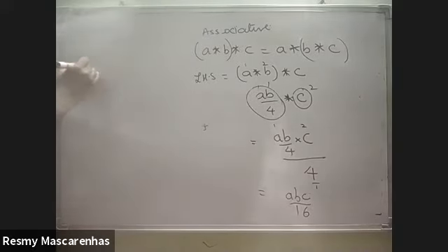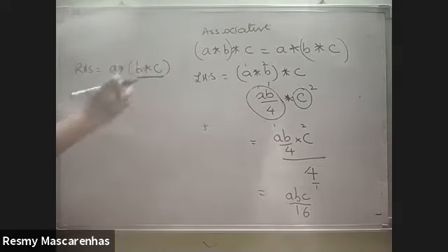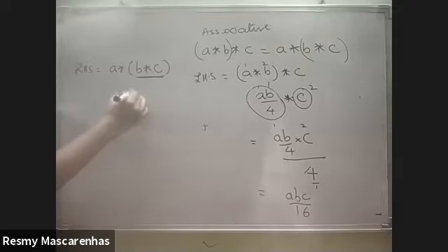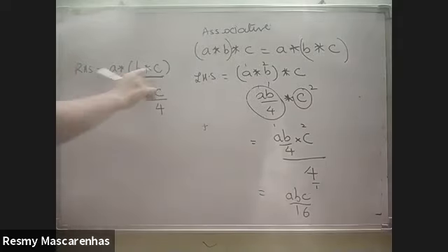So right hand side. We have to solve the bracket first. So this is like your A and B. So as per that, what will the answer be? BC upon 4. This into this upon 4 will be your answer.